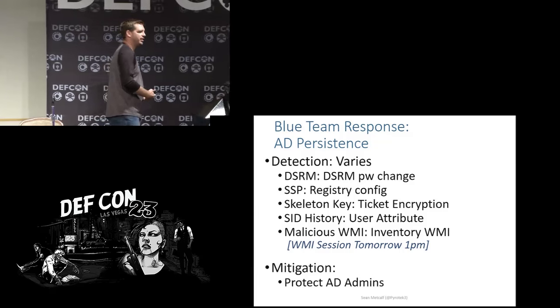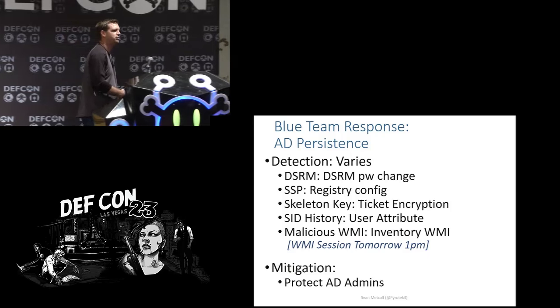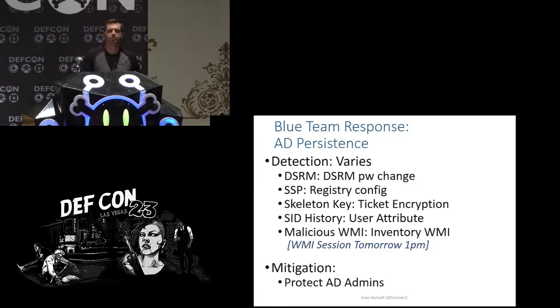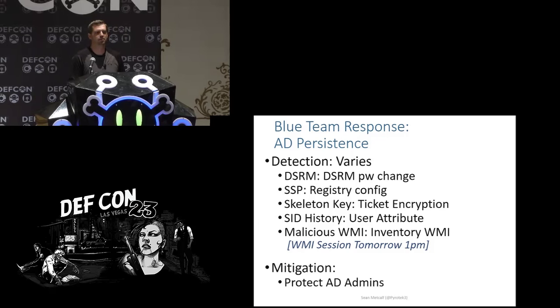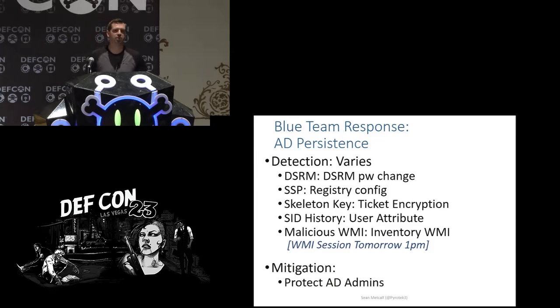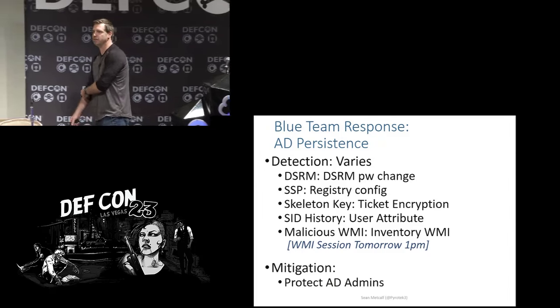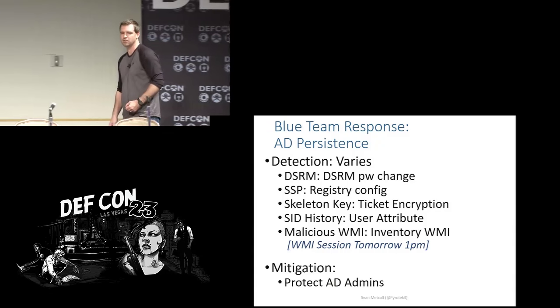So how do you protect against these things? DSRM, you've got to change the passwords. SSP, you're going to look for this registry configuration. Skeleton key, there's some interesting ticket encryption data that shows up. You'll want to start scanning your user accounts for any interesting SID history.